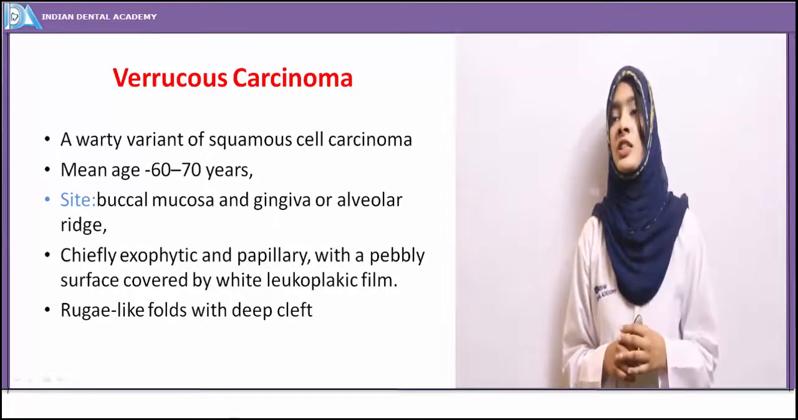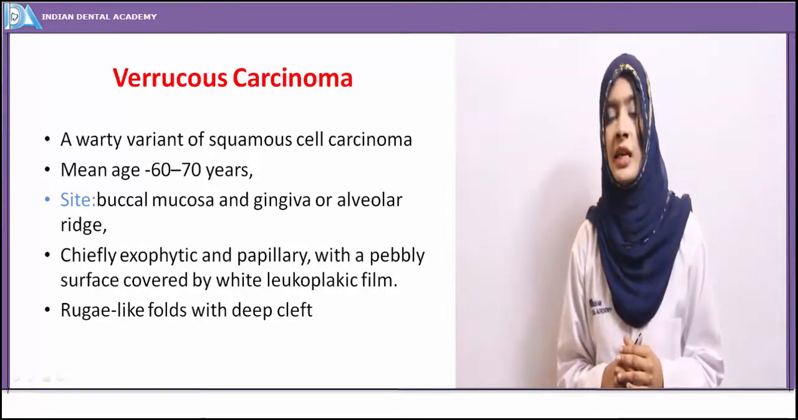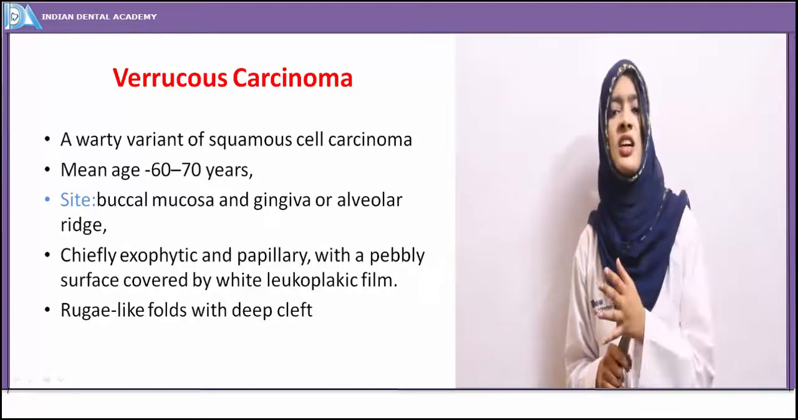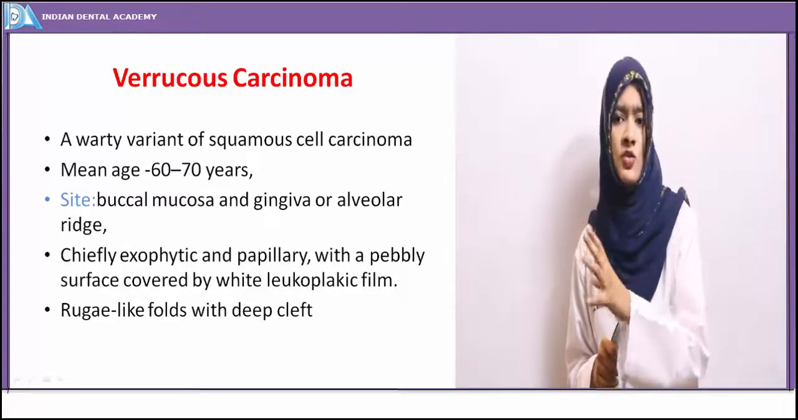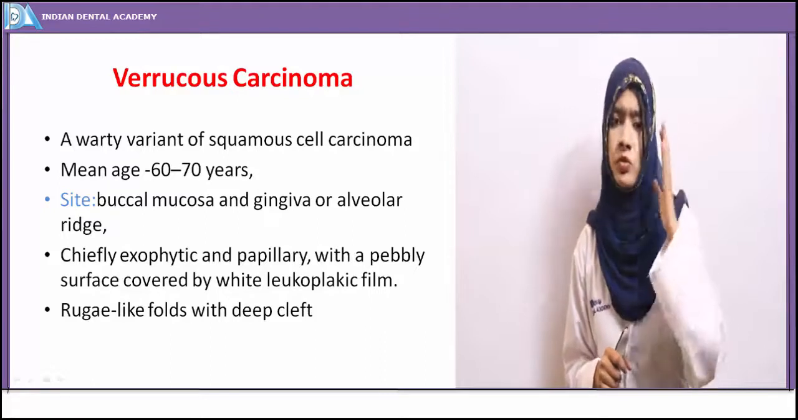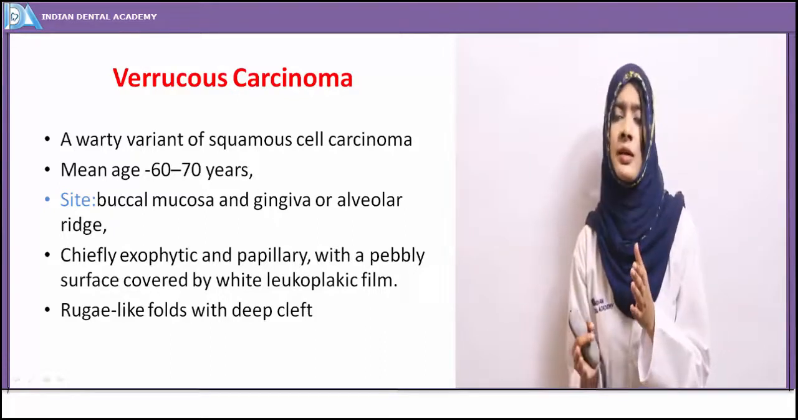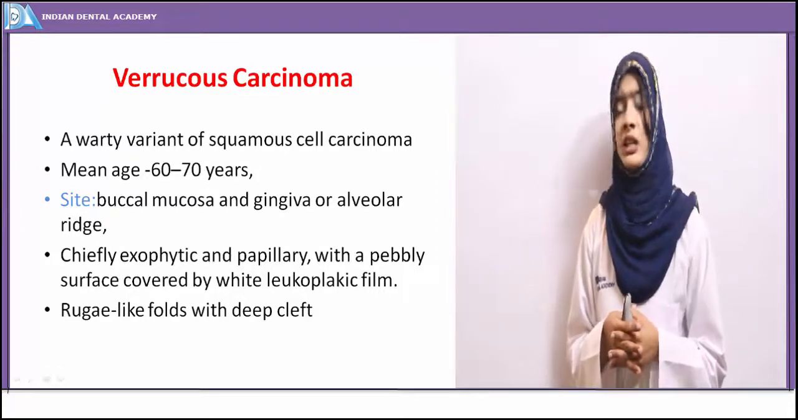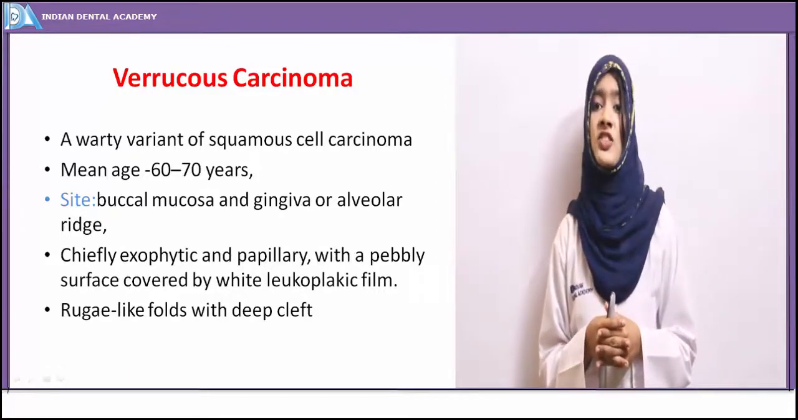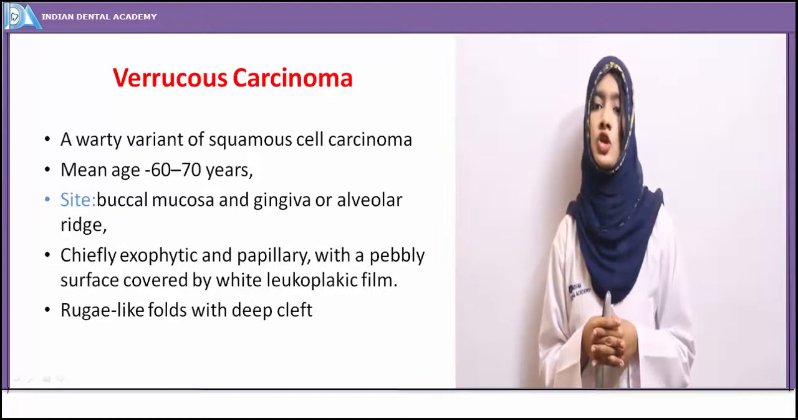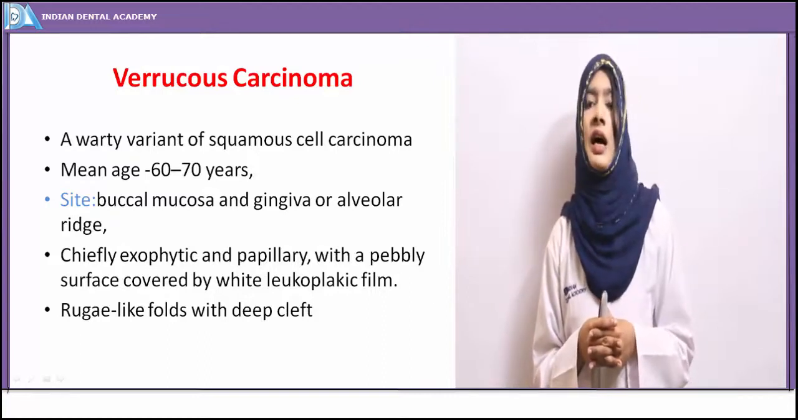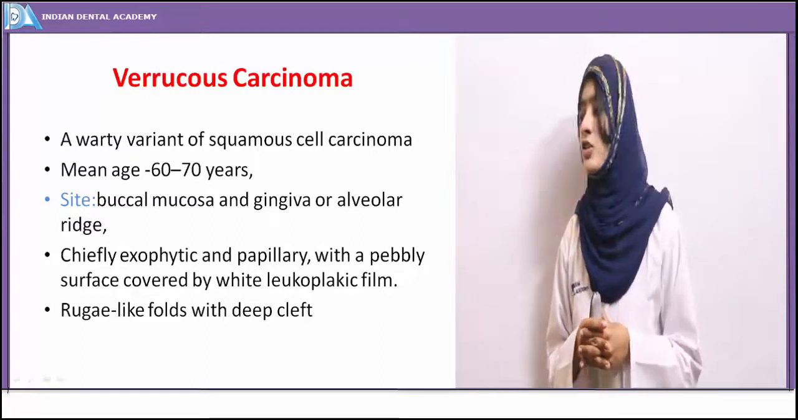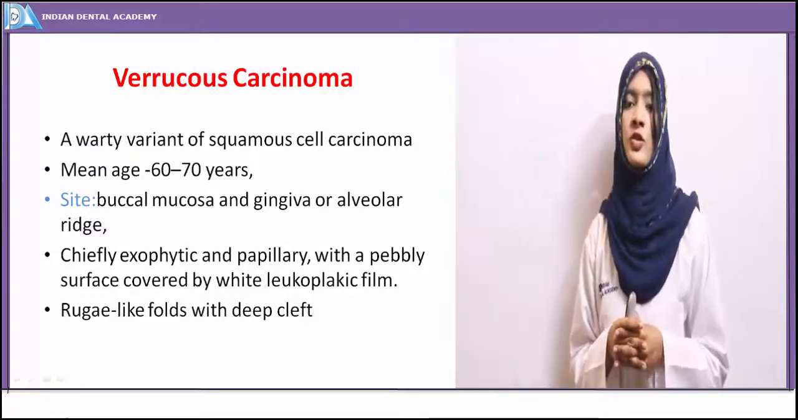Okay. So now we'll see the other commonest malignant epithelial neoplasm, that is the verrucous carcinoma. Verrucous carcinoma is just a variant of squamous cell carcinoma. That is nothing but a squamous cell carcinoma, but different in clinical presentation than the regular squamous cell carcinoma. The histopathologic features are different in that they do not show characteristic malignancy as seen in squamous cell carcinoma. So we'll see what are the histologic features of verrucous carcinoma.